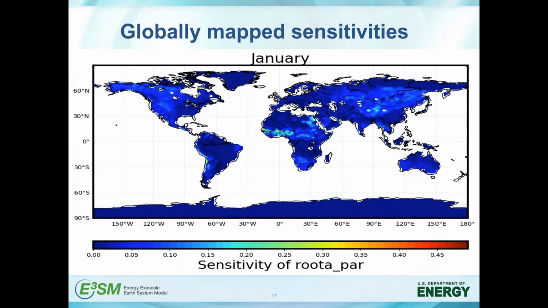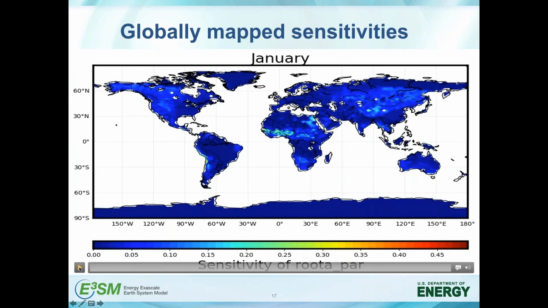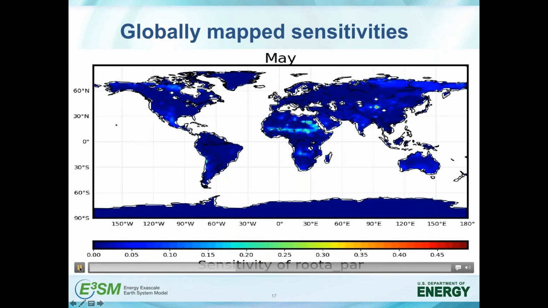And then the last one here being the rooting depth distribution parameter. And so we can see similar patterns that we saw with the stomatal conductance slope, the Sahel becoming important at certain times of the year, and in general, indicating when soil moisture may be a limiting factor for photosynthesis.